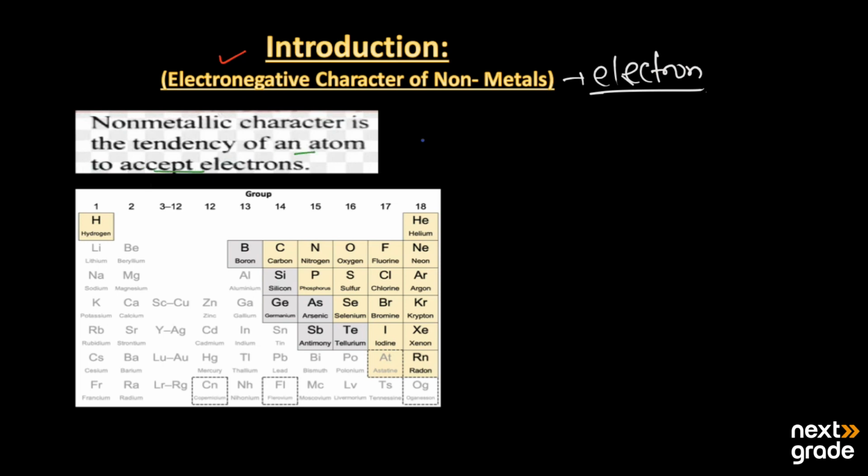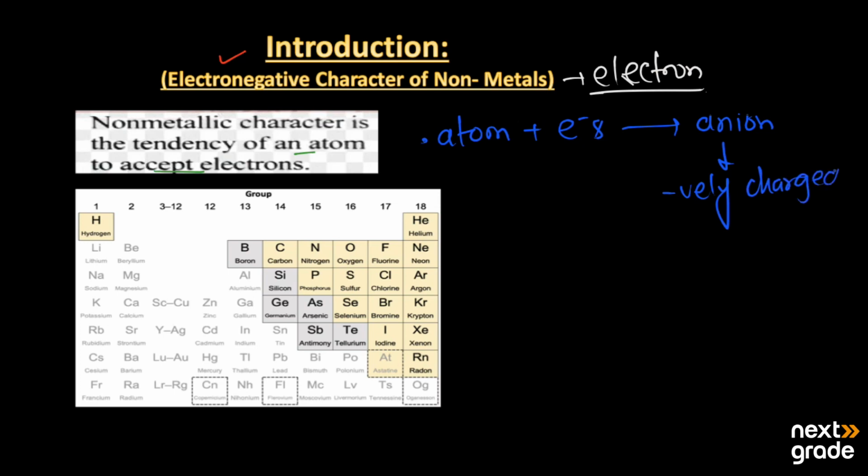When one atom is going to gain an electron, after gaining the electron, it changes into a simple anion, and anions are basically negatively charged ions. So how does an atom gain an electron? This character is known as the electronegative character, or the non-metallic character of that atom. And this is the main character of the non-metals. They can gain electrons and change into anions.